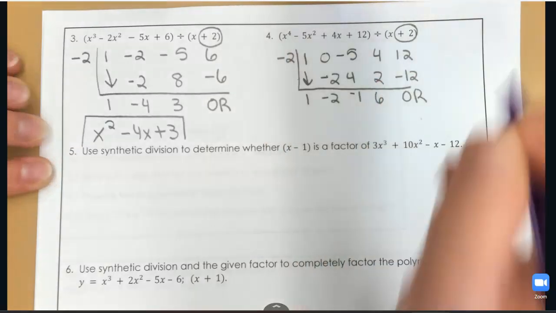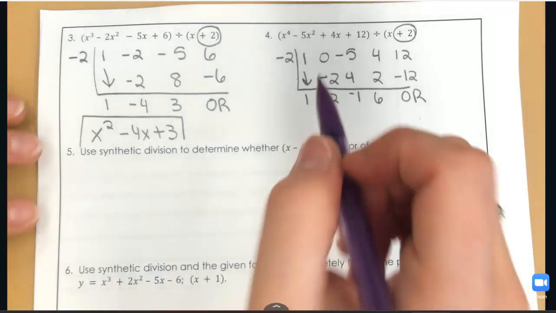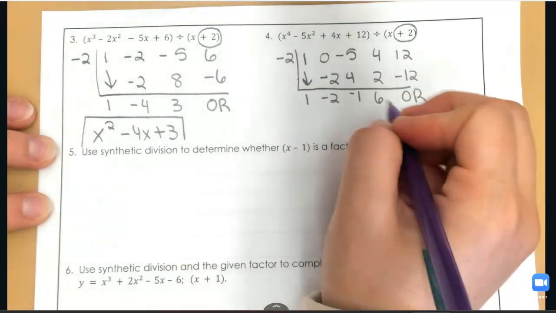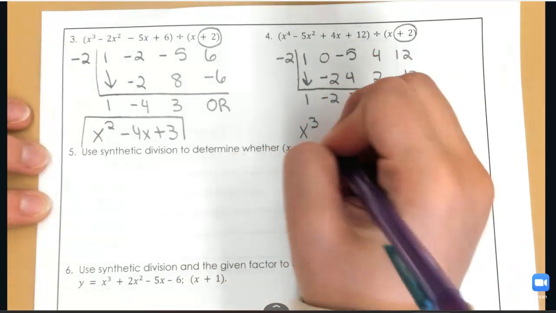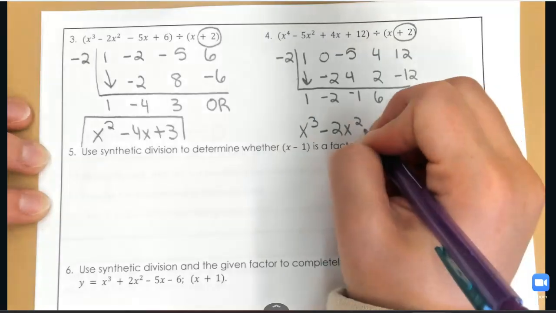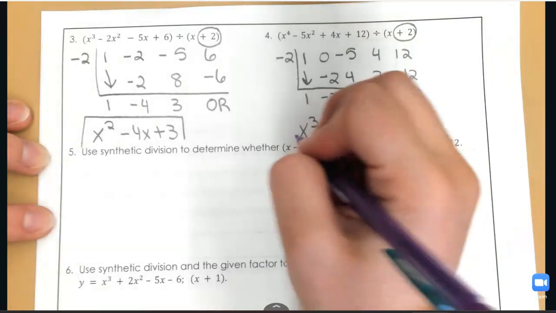And again, I end up with a remainder of 0. And then I started with a power of 4, so my result is going to start with a power of 3: x cubed minus 2x squared minus x plus 6.